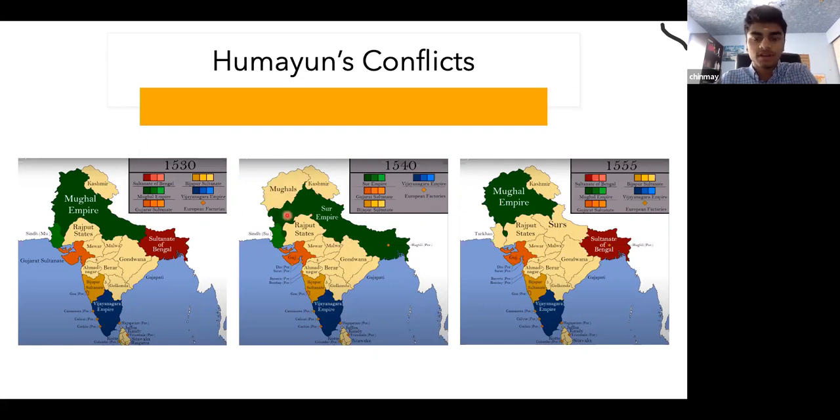But only for a short period of time, because within a couple of years, eventually the Mughals would take their territory back, and the Surs were once again small, and the Surs and the Mughals had this little on and off conflict. And we can see throughout this entire thing, the Vijayanagara Empire is happening in the south. So a lot of these events, a lot of these empires are happening parallelly at the same time.